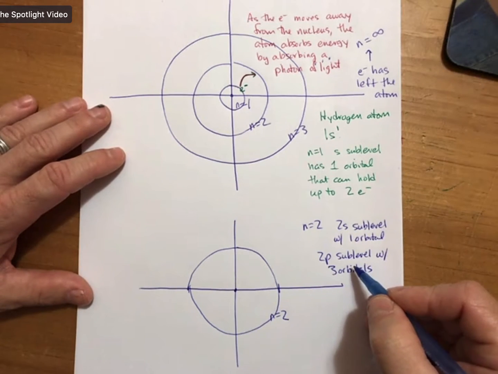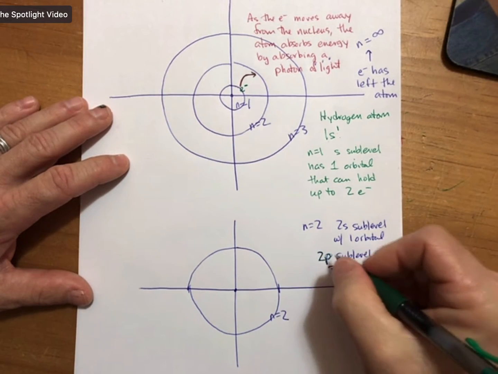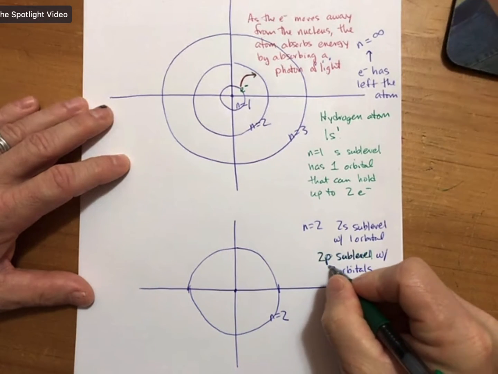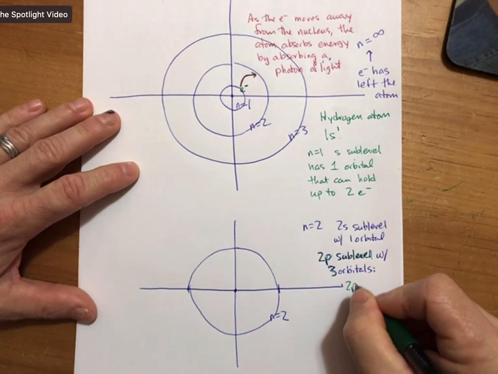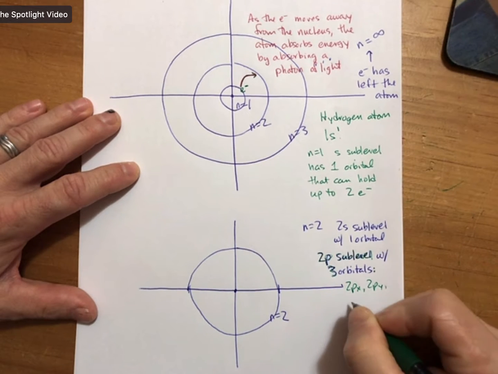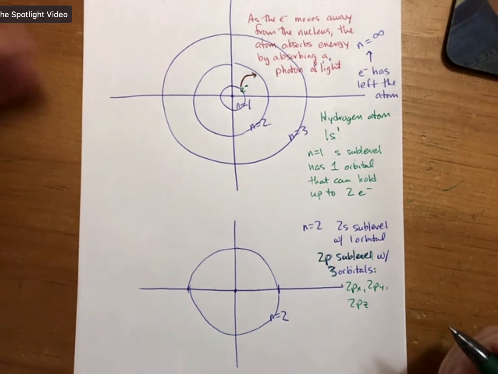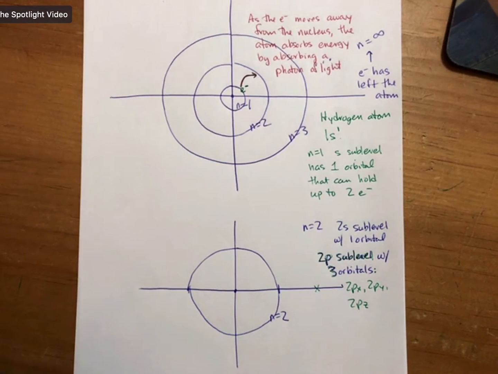But now let's talk about the 2p. And I guess I'm going to do my 2p's in green, the 2p sublevels, with 3 orbitals. And those 3 orbitals are called 2px, 2py, and 2pz. And in order to determine which one is which, we are going to call this the x-axis. I need a better green. Let's see if that one's better. Nope. All right, we're going to stick with this one then.